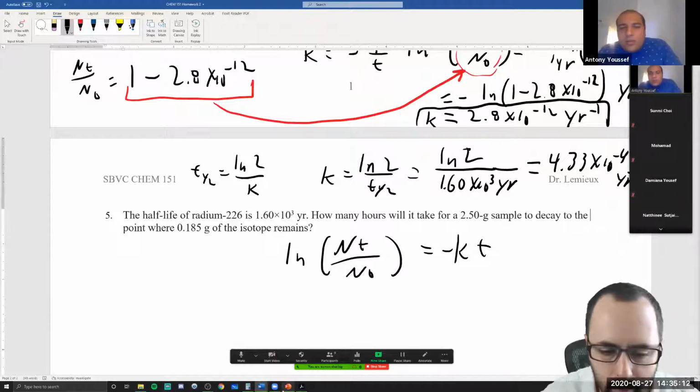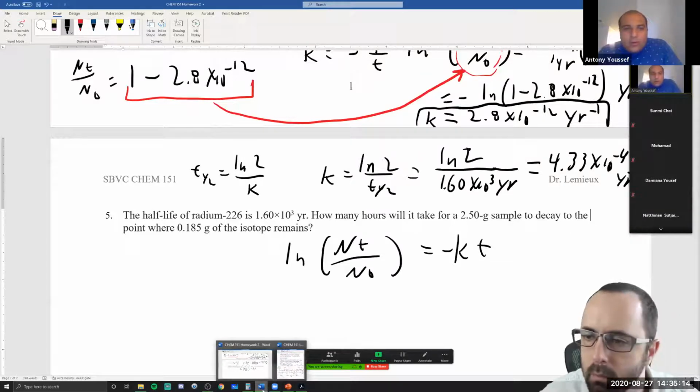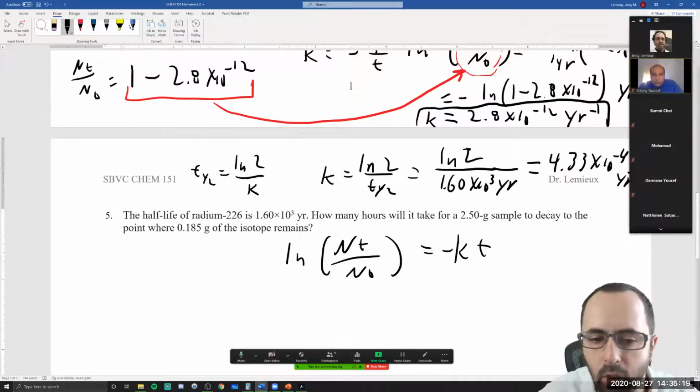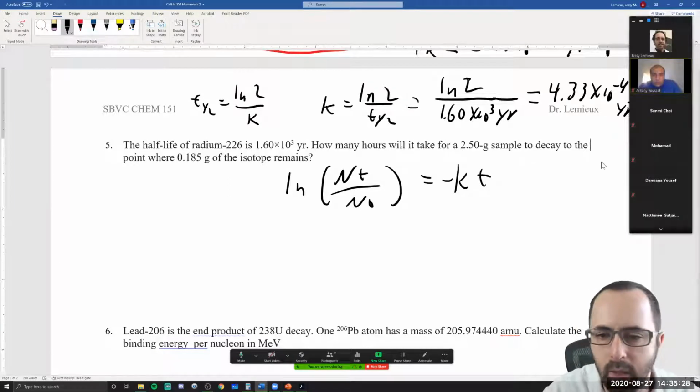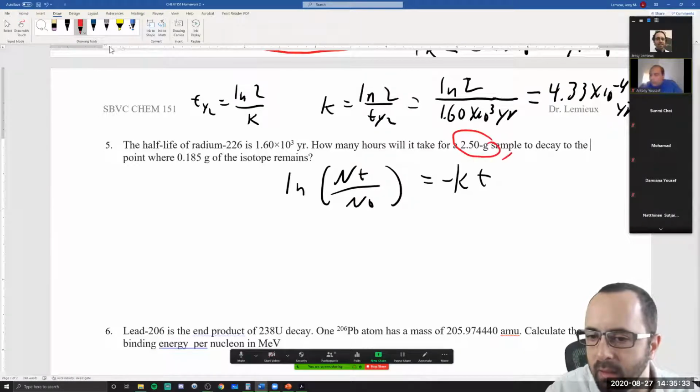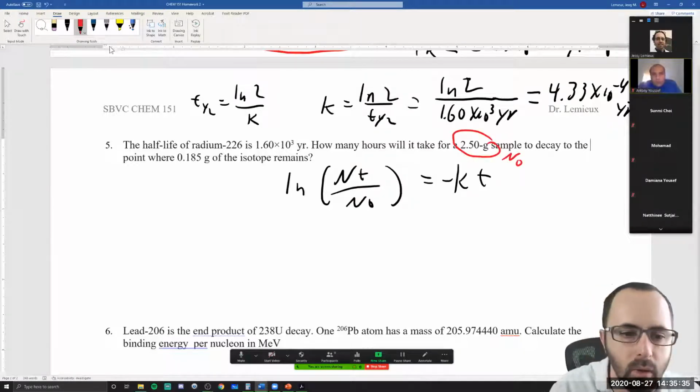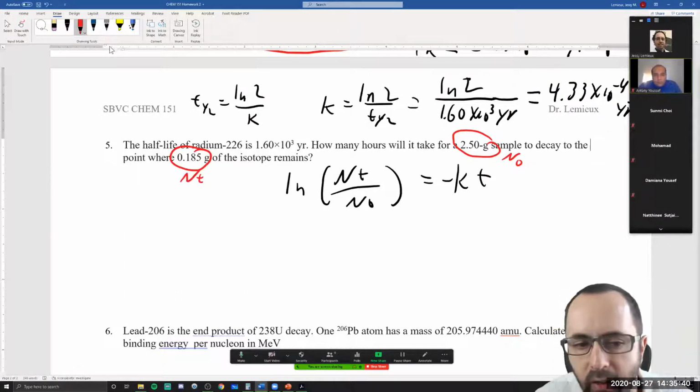So we have to change year to hour, right? Because it's asked for how many hours will it take? So in the end, you're going to get an answer that is in years, right, if you use the year to the -1. So you'll want to change that to hours. So here, this one is going to be the N0. This is how much you start with. This is the NT. Now the N stands for the number of atoms, but grams is directly proportional to that. So we can use that instead. That's fine.